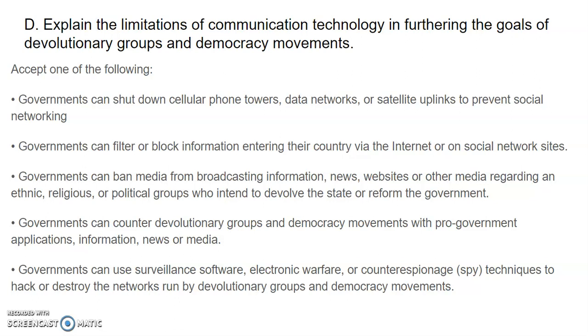Governments can counter devolutionary groups and democracy movements with pro-government apps and information, news, and media, or the governments can use surveillance software, electronic warfare, or counter-espionage, which is spy techniques, to hack or destroy the networks run by these devolutionary groups and democracy movements, or at least identify the people in those groups and then close down those movements. So again, go ahead, check your person's answer. You're going to assign either 0 point or 1 point, and then you have to justify that 0 or 1 point. They should again have an explanation here: the limit to the technology and how does that limit their devolutionary movement.